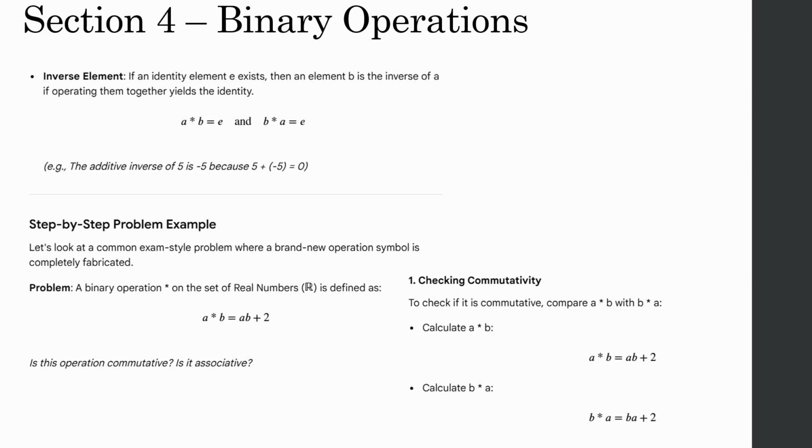Number one, let's check commutativity. To check if it is commutative, compare A star B with B star A. Calculate A star B. A star B equal to AB plus 2. Calculate B star A. B star A equal to BA plus 2. Hence, it is commutative.